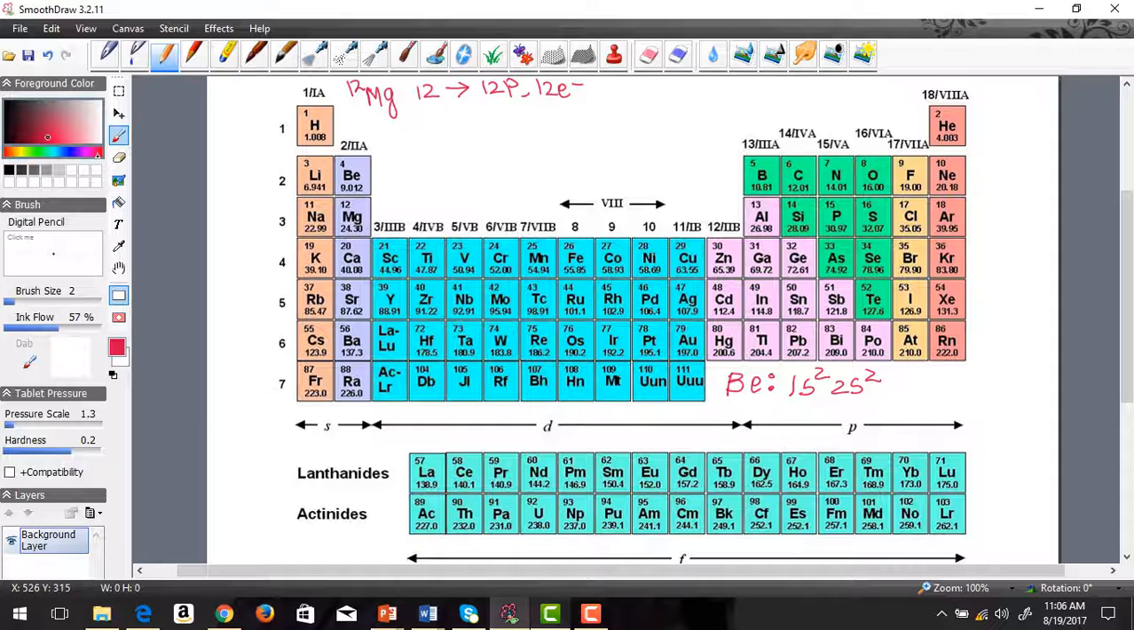All right, let's change our colors, maybe get a black, and let's write the electronic configuration. Now, magnesium is in the 3rd row in the s block. That means we have to fill the others first. So 1s, 2s, 2p, and 3s, right? Okay, that looks like a 35. Let me erase it.